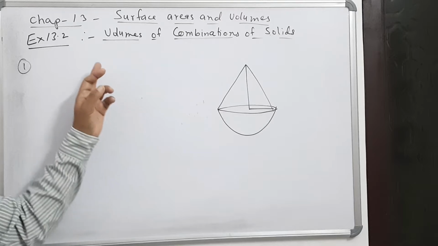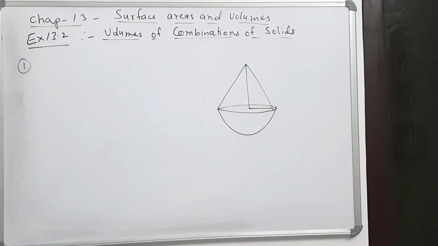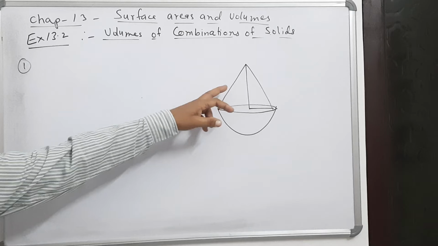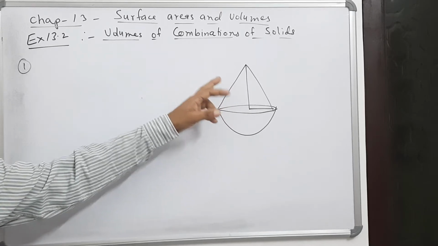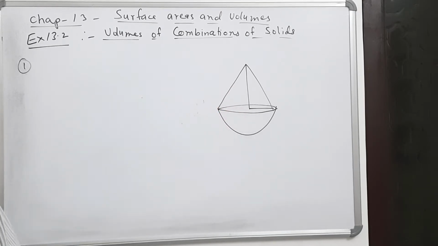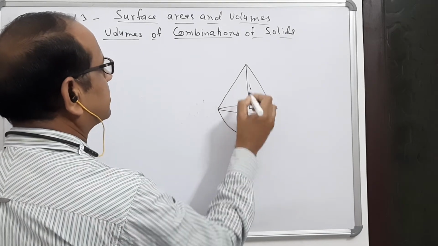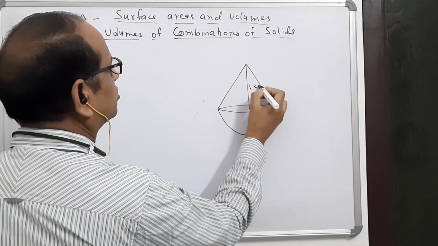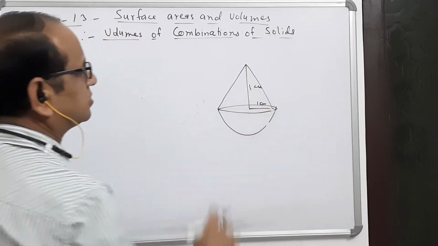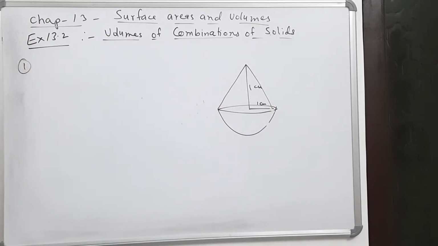Hello students, today the second exercise, volumes of combinations of solids. Now you see this solid, it is made by two solids. One is a cone and the second is a hemisphere. It is given here that the height of the cone is equal to the radius. So the radius is 1 centimeter, so height is also 1 centimeter. Now we have to find the volume of the solid.